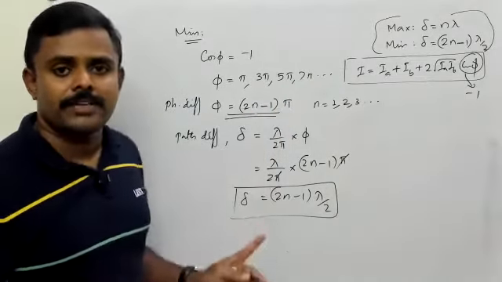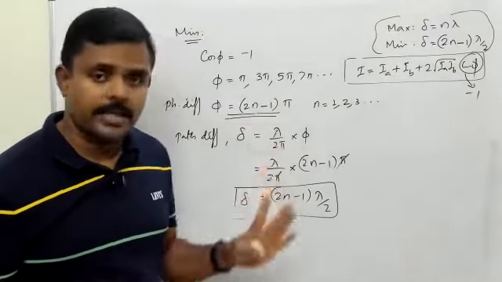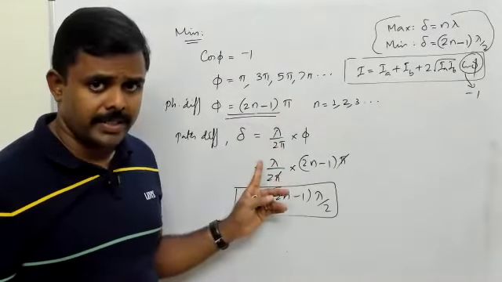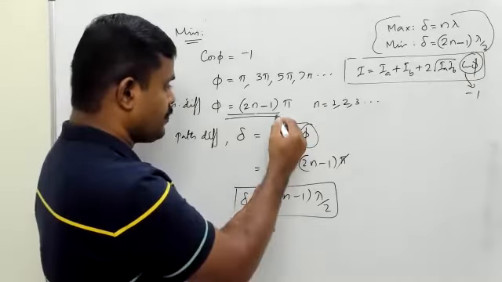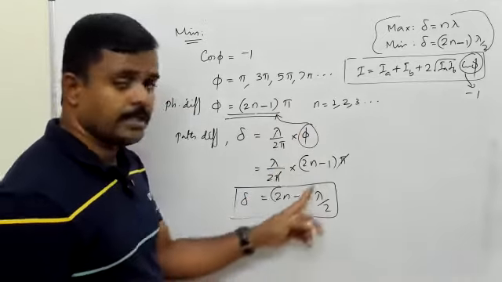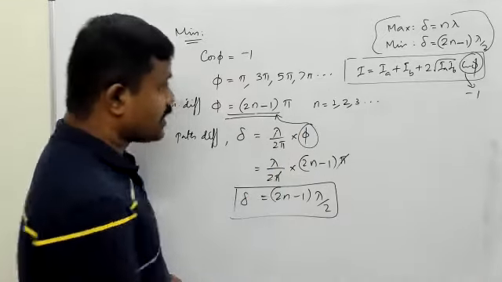And in terms of path difference, I need to get the condition delta equal to lambda by 2 pi into phi. This is the condition I wrote before, right? So lambda by 2 pi into phi. What is phi? Written here, 2n minus 1 into pi. So pi and pi are cut. It is 2n minus 1 into lambda by 2. So I got the conditions here.